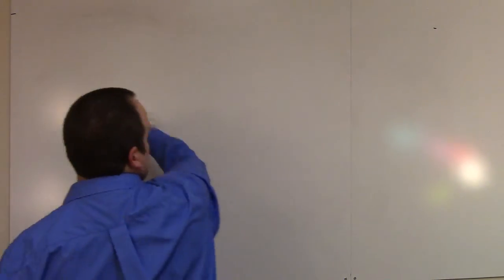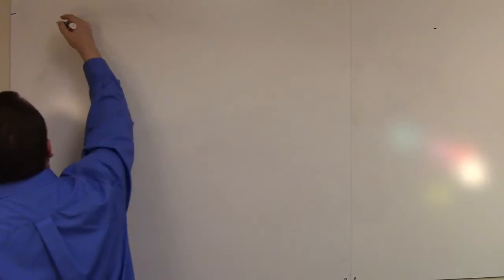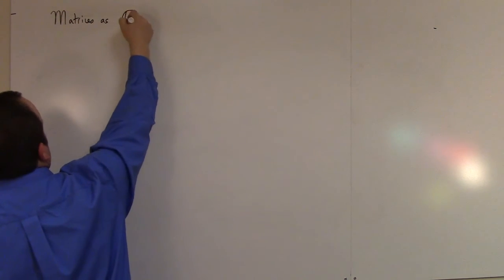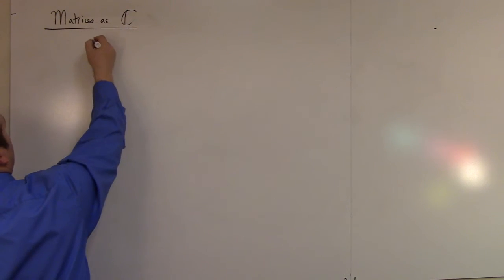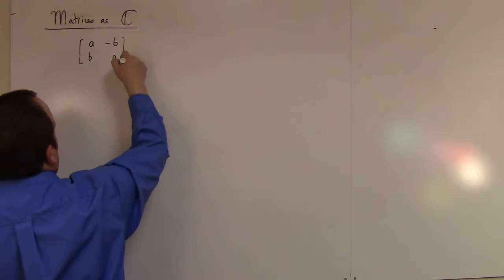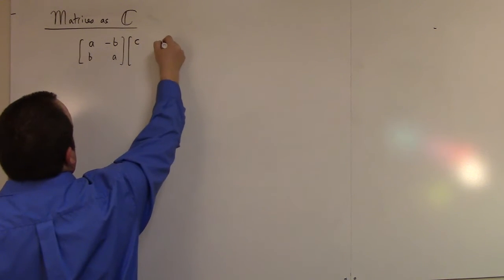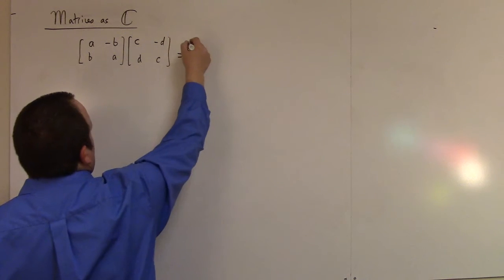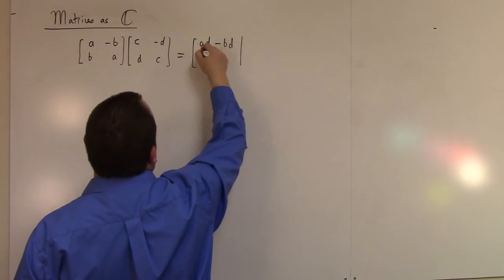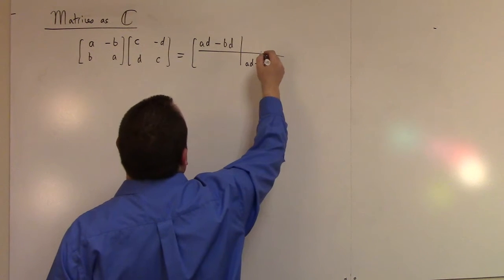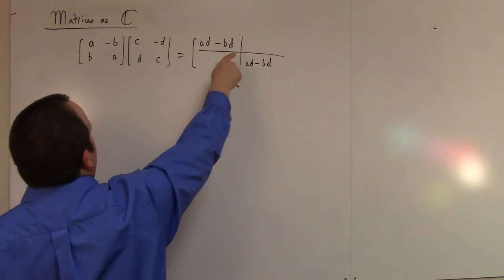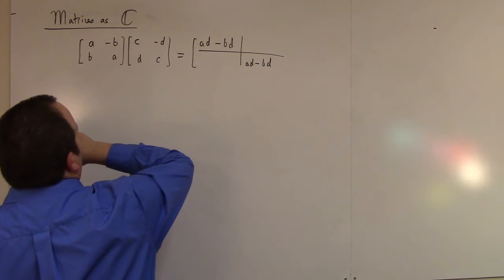The other thing that's really interesting about matrices is that you can model just about anything with them. So basically the deal is this. If I look at the matrix A, minus B, B, A, and the matrix C, minus D, D, C, and I multiply these, what do I get? Is that right? AD minus BC. Oh, it's AC.